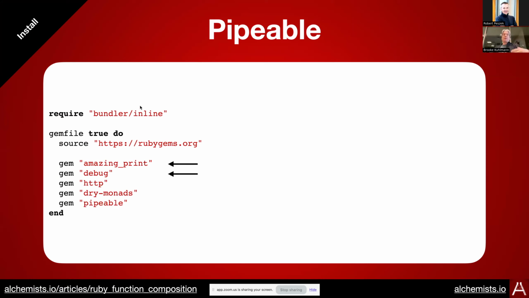So I'm bringing in some debugging gems here just to help with debugging purposes. I'm bringing in the HTTP gem because it's a really clean API for doing HTTP calls in Ruby. Dry monads gem, like I was telling you, and then of course my pipeable gem.